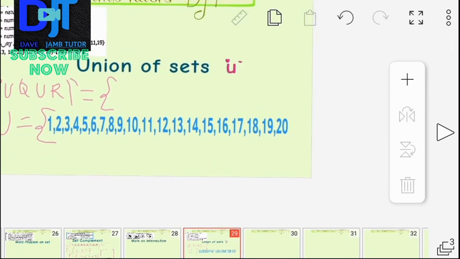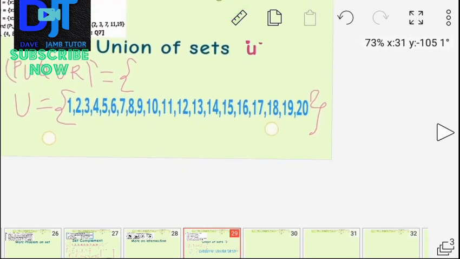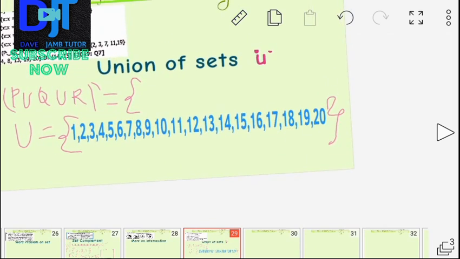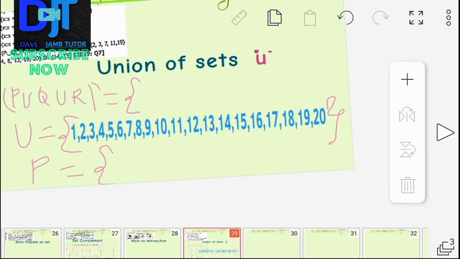Now we have that. So we have our universal set, our universal set to be 1 to 20. So then I said P equals x are numbers divisible by 2. So P is all the numbers in the universal set that are divisible by 2, and that is all the even numbers. So I just write that out. So you can move it forward a bit.